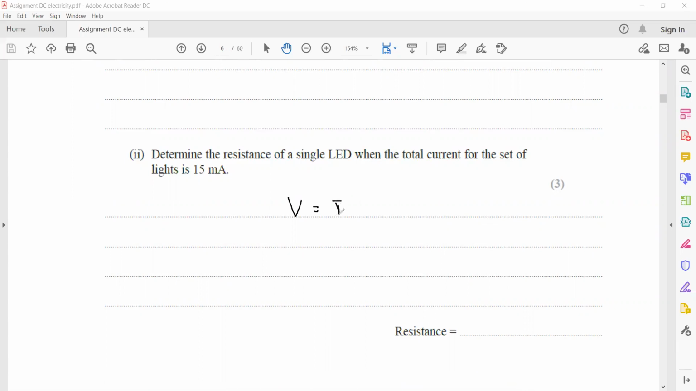So V is equal to IR, the voltage is 1.9 and the current is 15 milli, means 15 into 10 to the power minus 3 divided by 12, we'll get the current, and then the resistance is 1.9 divided by 0.00125, so we'll get the final resistance, that will be approximately 1500 ohms. Yeah, 1520 ohms.